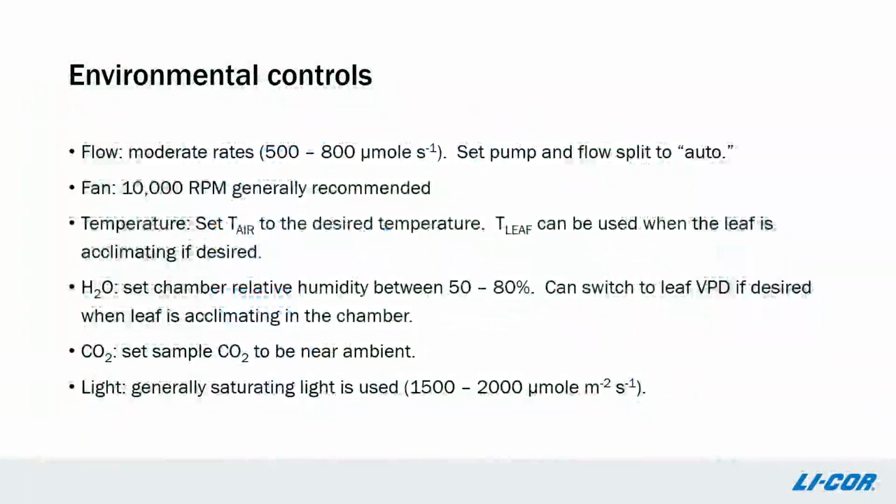Here are some general recommendations for setting your environmental controls. Again, the specifics of your experimental design should ultimately dictate how you set these controls. We generally recommend moderate flow rates between 500 and 800 micromoles per second. Pump and flow split should be set to auto. The fan is generally set to 10,000 RPM, and T-air should be used to set the initial chamber temperature, although T-leaf can be used once the leaf is acclimating in the chamber.